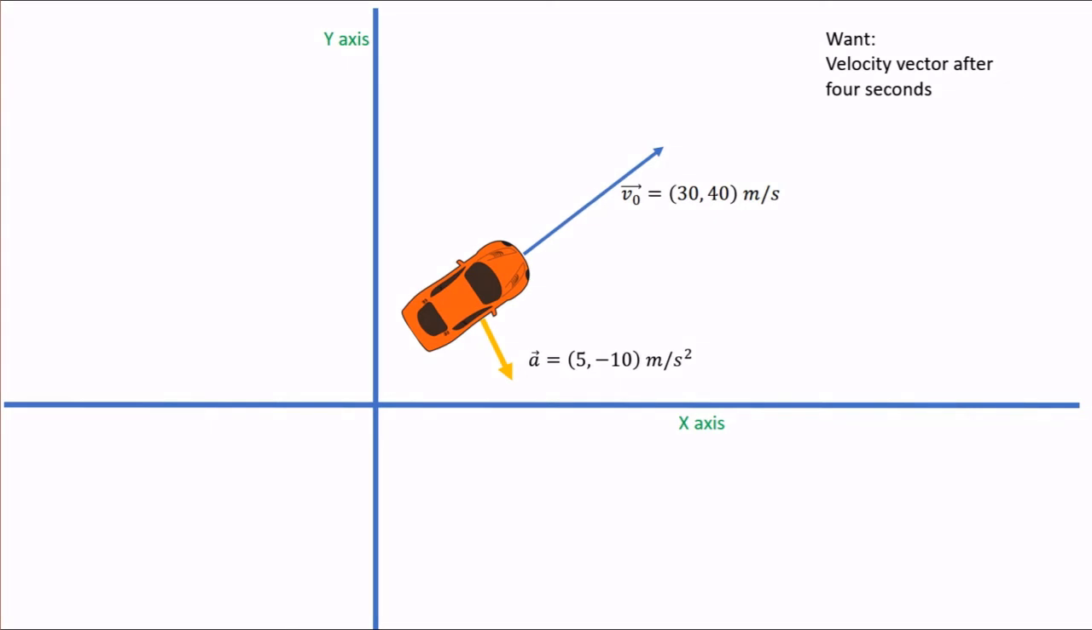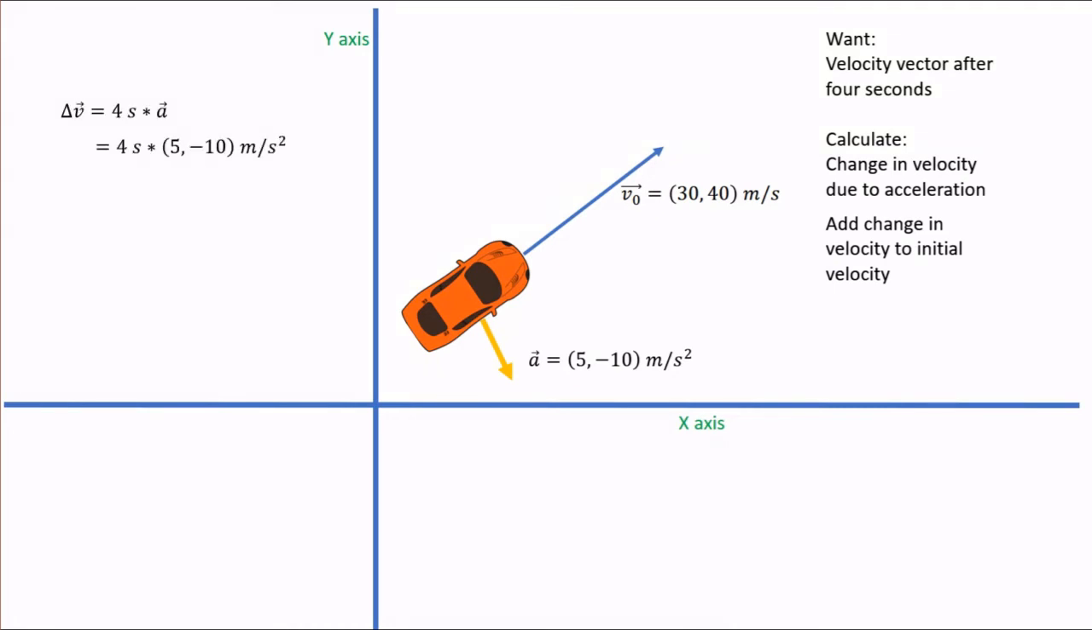We will first compute the change in velocity over those 4 seconds, and then add that velocity change vector into the original velocity. To get the velocity change vector, we multiply the acceleration vector by 4 seconds. Let's do that now. 4 times 5 is 20, and 4 times minus 10 is minus 40. The units of seconds from the time cancels one of the seconds in the denominator of acceleration, and we are left with meters per second. So we have a change in velocity vector of 20, minus 40 meters per second.